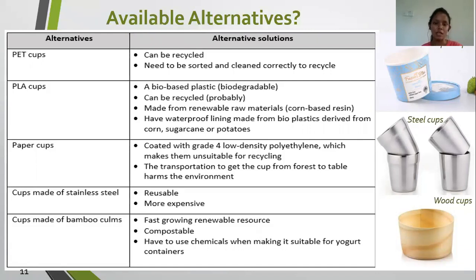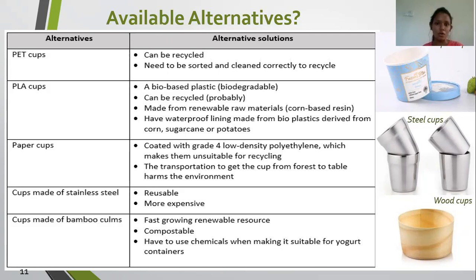This cup is not that suitable for recycling because it is coated with grade 4 low density polythene, and also it is a little bit harmful to the environment in the manufacturing process. Cups made of stainless steel are our next alternative. These cups are reusable but more expensive. The last alternative is cups made of bamboo. These are made out of fast-growing renewable resources, and also they are compostable, but chemicals have to be used to make it suitable as a yogurt container.